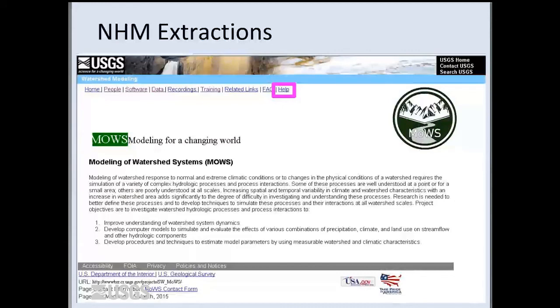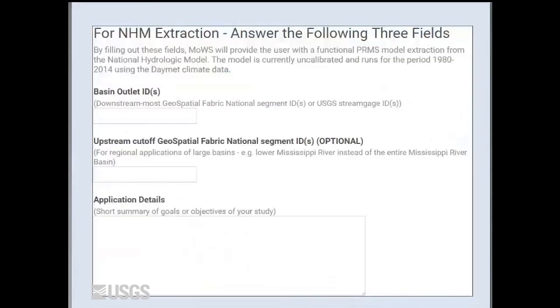but it also has a spot where, if you want a model extraction from the NHM for PRMS, we can provide that. So it's the initial set of parameters. It's not calibrated, but it provides you quick access to a reasonable spatial resolution where you could have a functioning PRMS model with which to go on your project. And so here's what the form looks like.